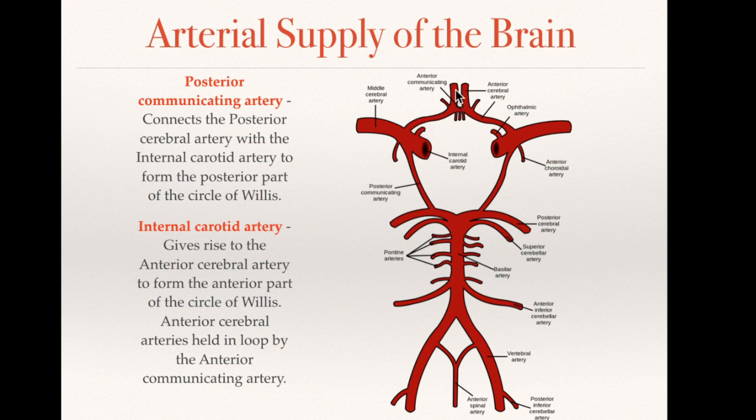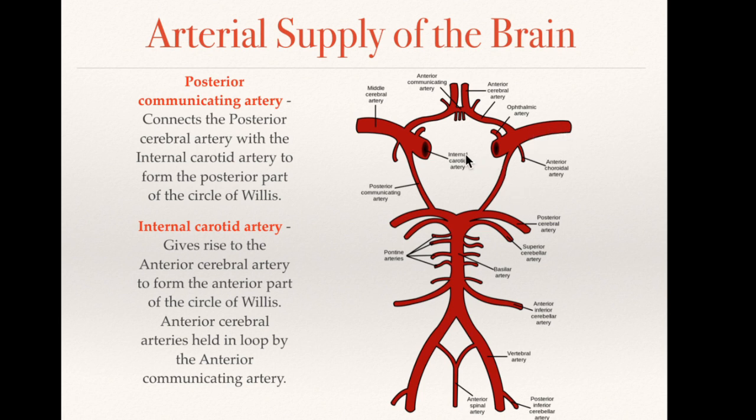So the internal carotid arteries arise from the bifurcation of the common carotid artery at the level of C4, and it enters the brain through the carotid canal in the temporal bone. And it continues as the middle cerebral artery.